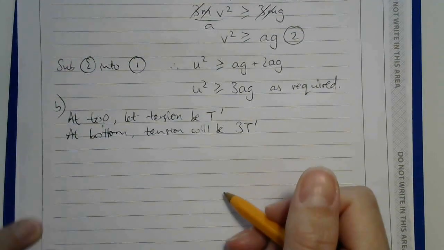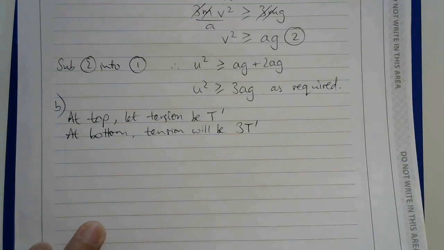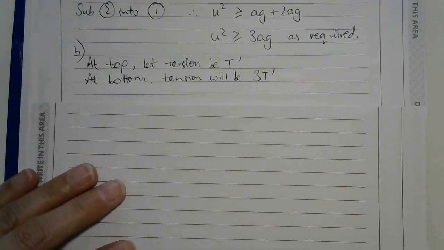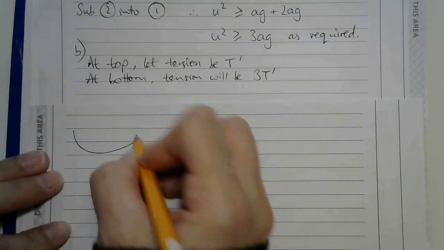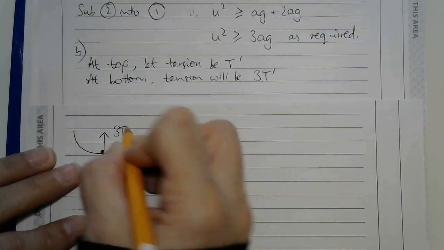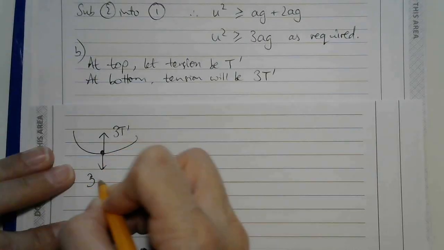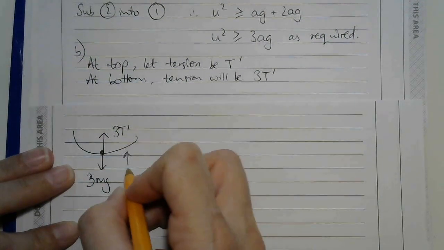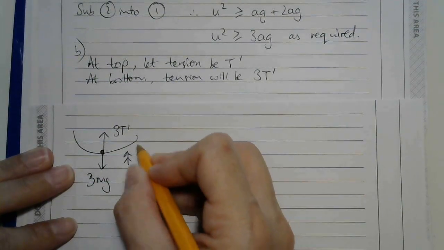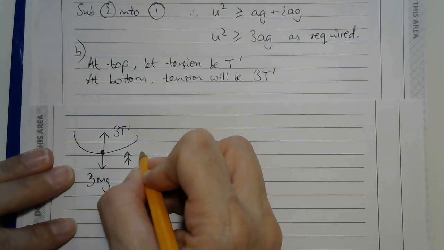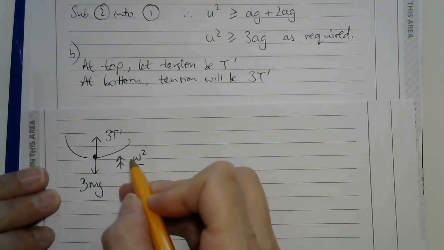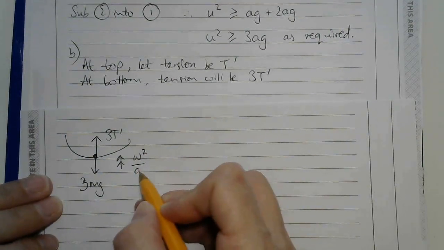So at the bottom then, I know what will happen. Okay, when it's at the bottom, I've got 3T dash, I've got 3mg, and the acceleration will be whatever the speed is over a, and let's call that w. So the acceleration will be w squared over a.